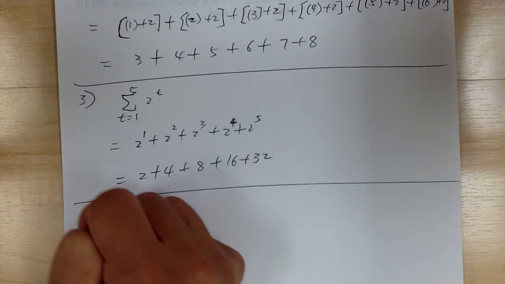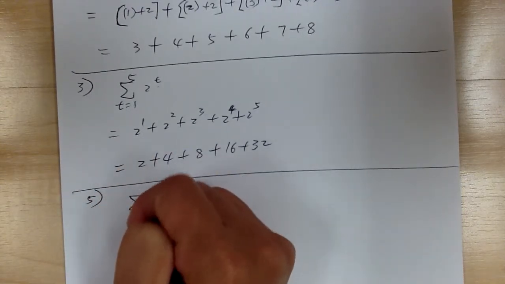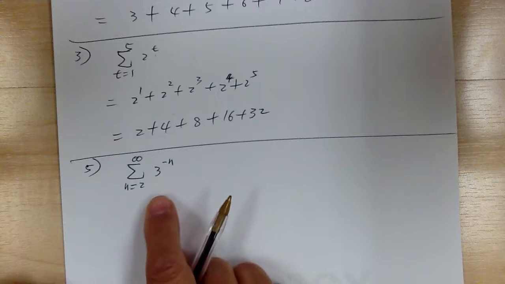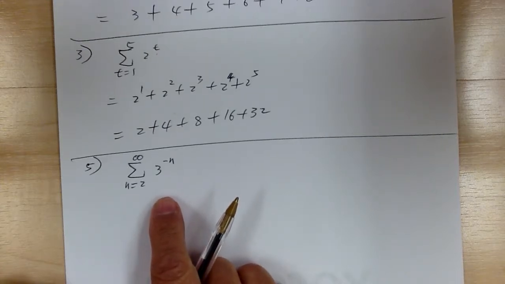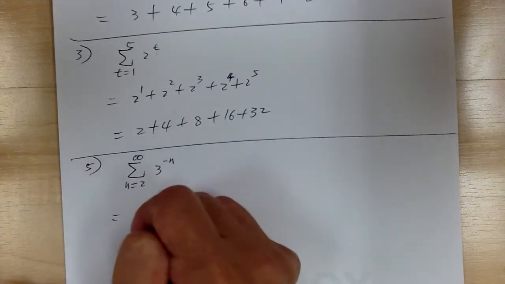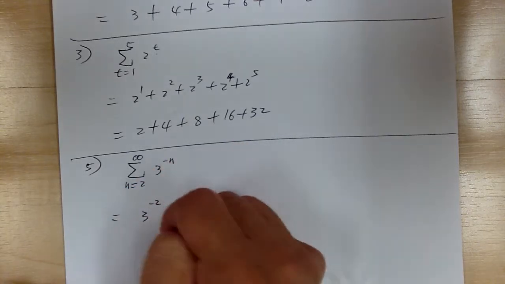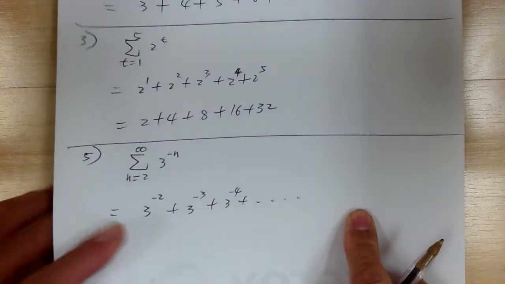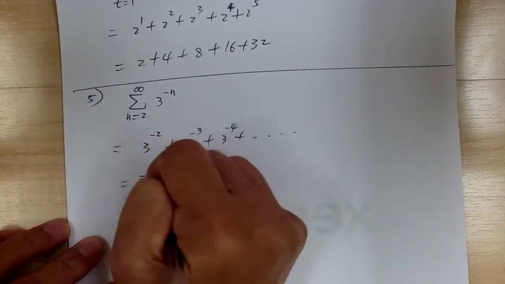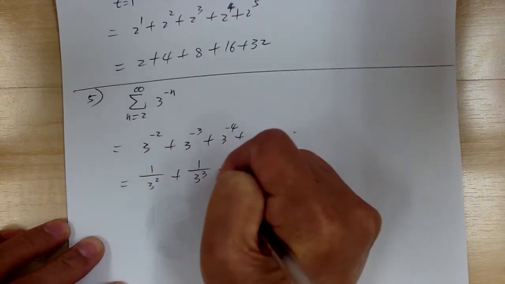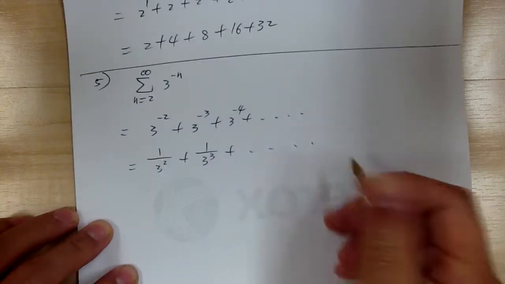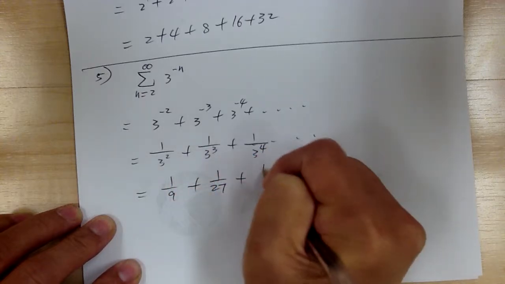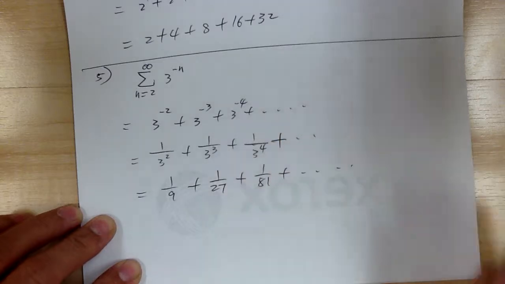Okay, let's go to number 5. You have sigma of 3 to the negative n. And you want n equal to 2 through infinity. So for this one, you just go and do maybe a few in the beginning. So this is going to be 3 to the negative 2, right? The first one is 2, plus 3 to the negative 3, plus 3 to the negative 4, plus dot, dot, dot. And it's infinity, so it goes on forever. So next, you have to go and flip this over. So this is 1 over 3 squared, plus 1 over 3 cubed, plus 1 over 3 to the 4. So this is equal to 1 over 9 plus 1 over 27 plus 1 over 81 plus dot, dot, dot. And so that's number 5.